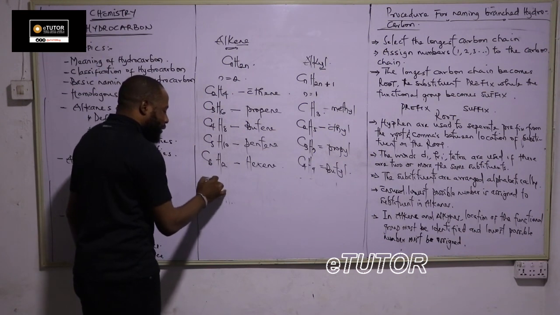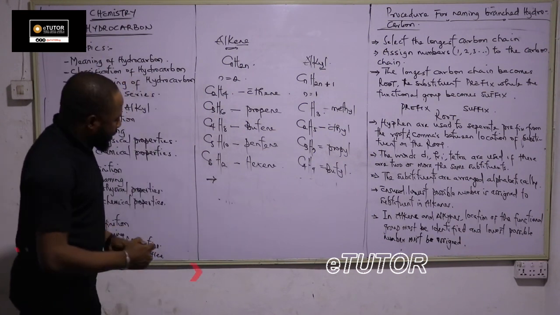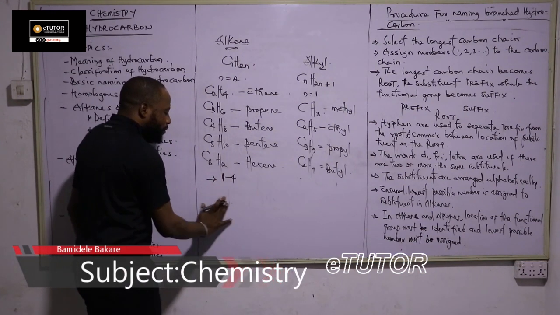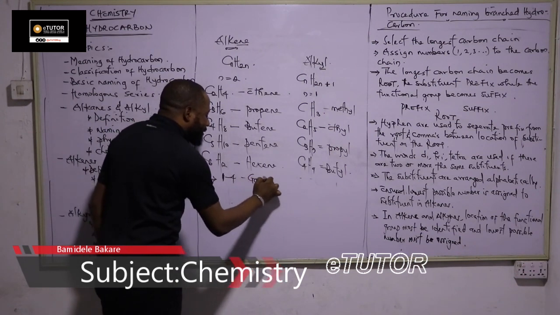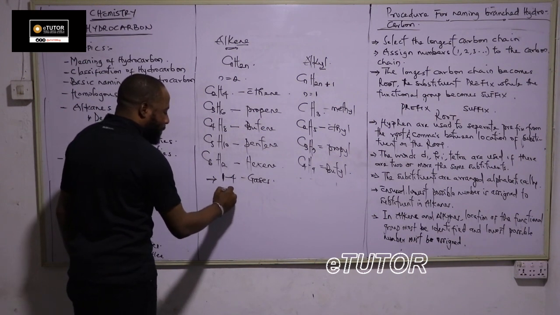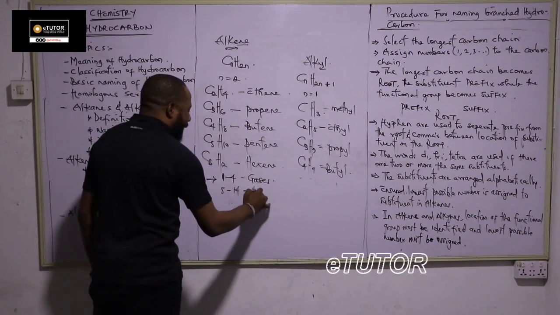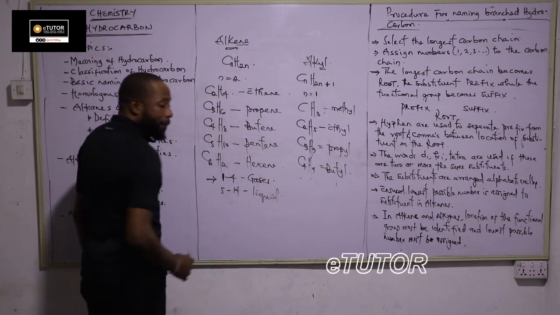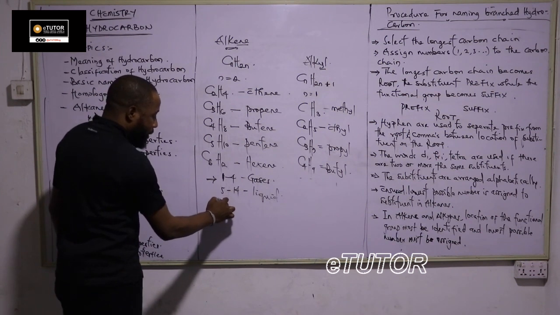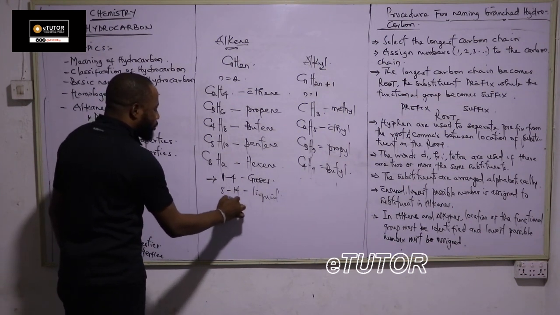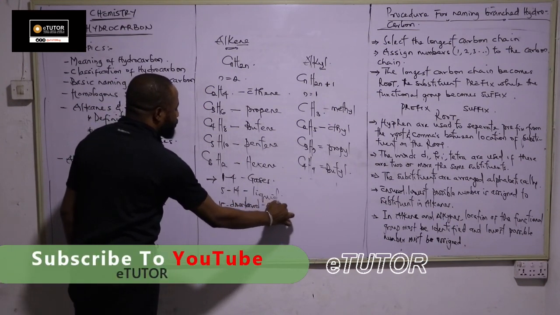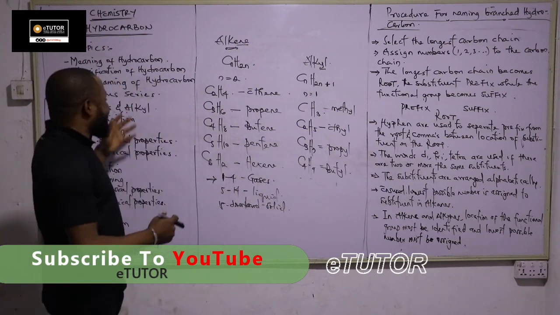Physical property number 1. The first member to number 4 are gases at room temperature. The fifth member to number 14 are liquid at room temperature. The 15th member downward are solid at room temperature, just like the alkane.